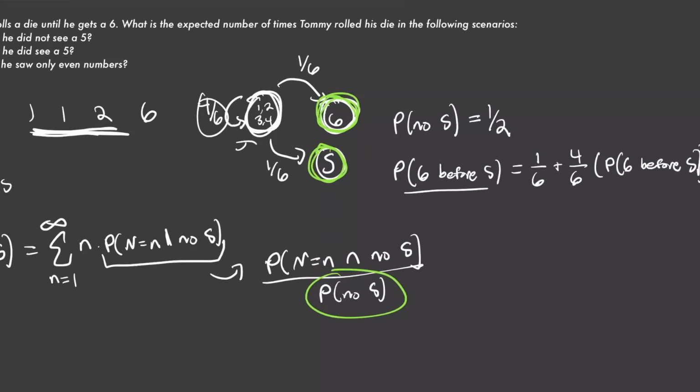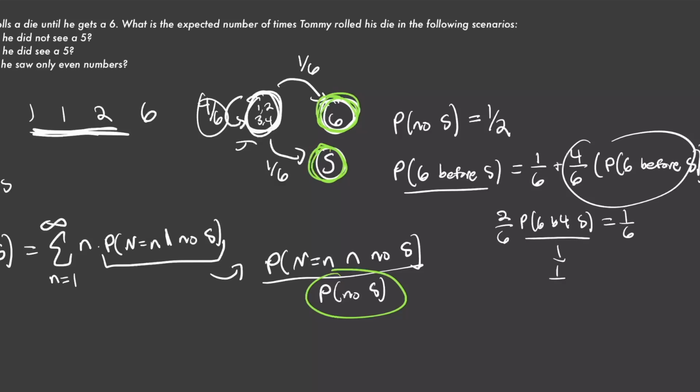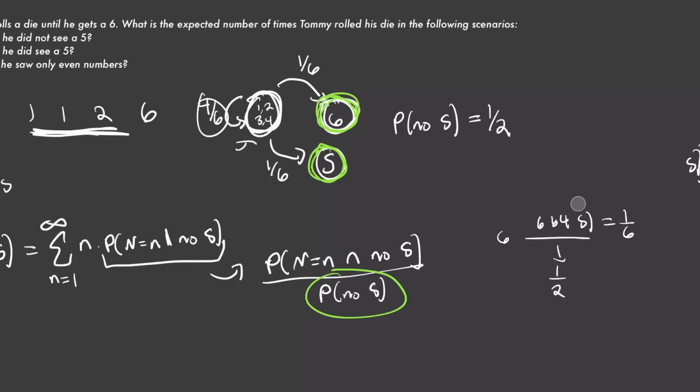This is all stuff we did in the final part of the conditional probability roadmap. We know that this is just going to be equal to, when we subtract this to the other side, we're going to get 2/6 times the probability of 6 before 5 is equal to 1/6, so that's just going to be equal to 1/2, right? Now, if we know the probability of not getting a 5 is going to be 1/2, well, then this here is just going to be 1/2, right?